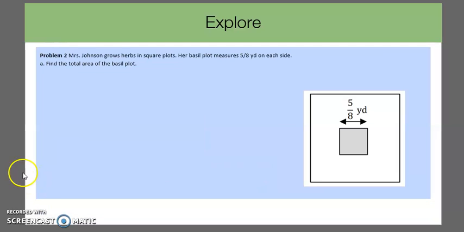Problem number 2. Miss Johnson grows herbs in her square plot. Her basil plot measures 5/8 of a yard on each side. Find the total area of the basil plot.